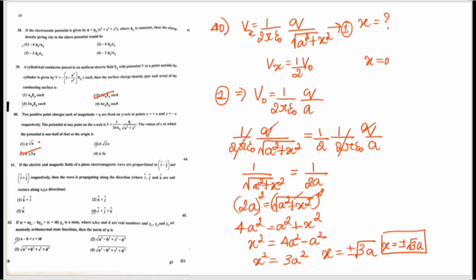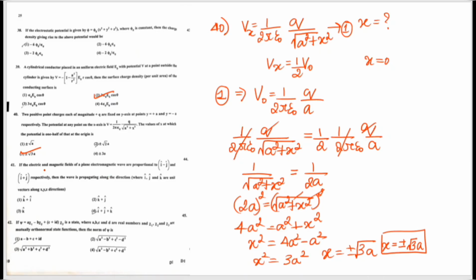What is the next question we have? The next question is: if the electric and the magnetic fields of a plane electromagnetic wave are proportional to i cap minus j cap and i cap plus j cap respectively, then the wave is propagating along the direction, where i cap, j cap, k cap are the unit vectors along the x, y, z direction. So we need to find in which direction the wave is propagating.